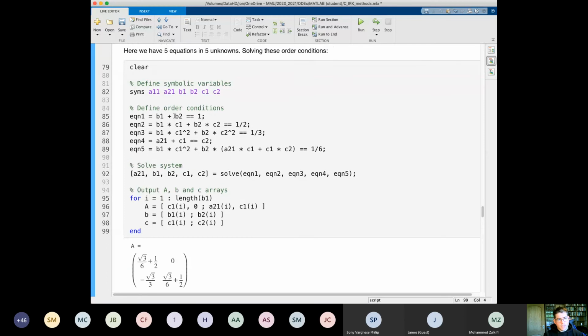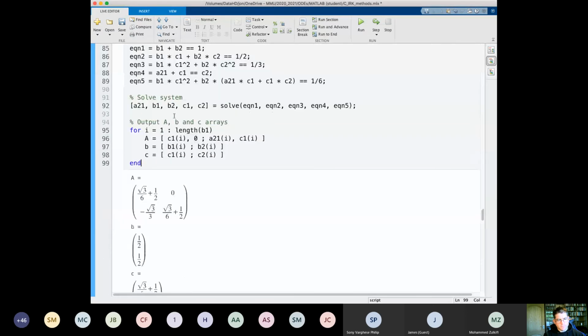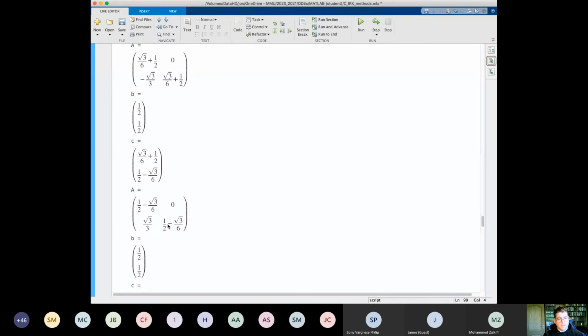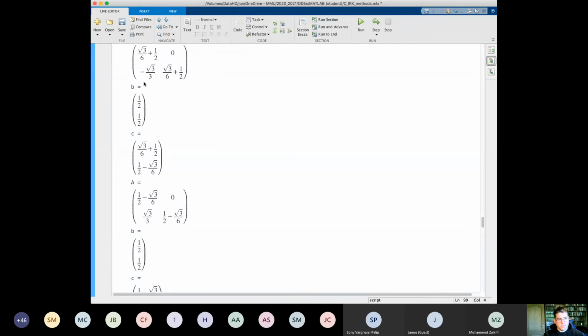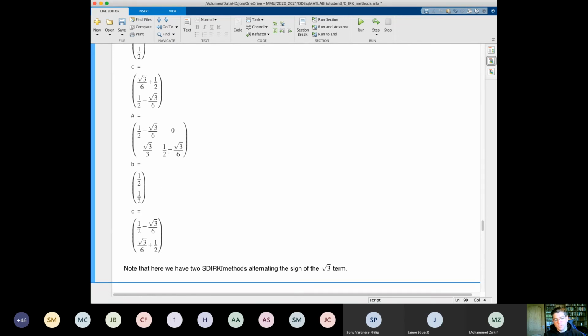Okay, so after we've flapped around with that a bit, for an S-dirt method, as you can see here, I've got a solution. I've got an A, that's my S-dirt. Notice all the values on the main diagonal of A are the same, and that's equal to C1. B is a half and a half, and C is this. We've actually got 2 solutions for this one. If we reverse the signs in A and B, we've got an equivalent method as well. So we actually have 2 S-dirt methods found by alternating the sign of the root 3 term.